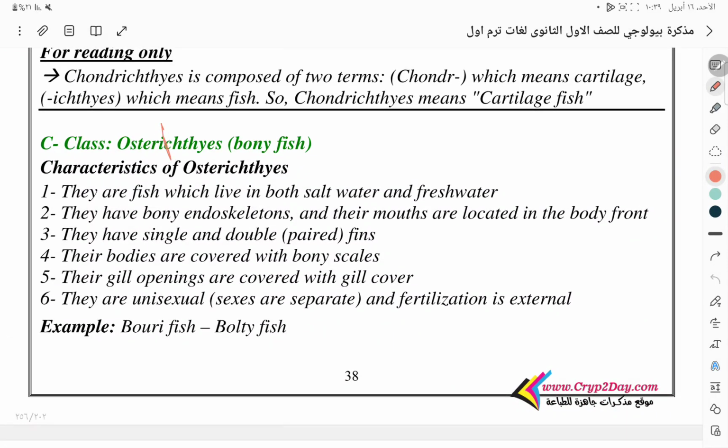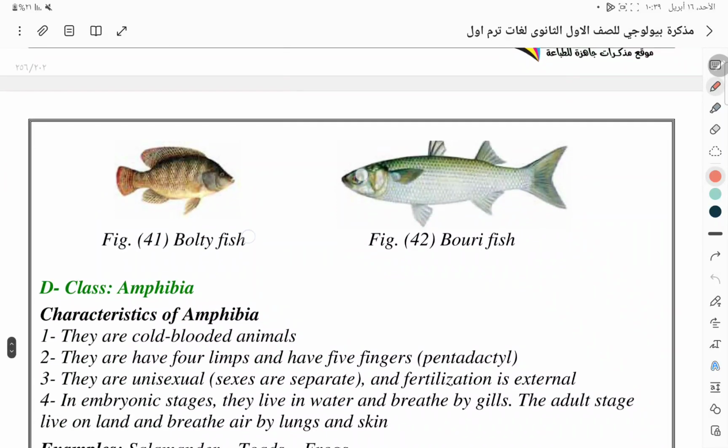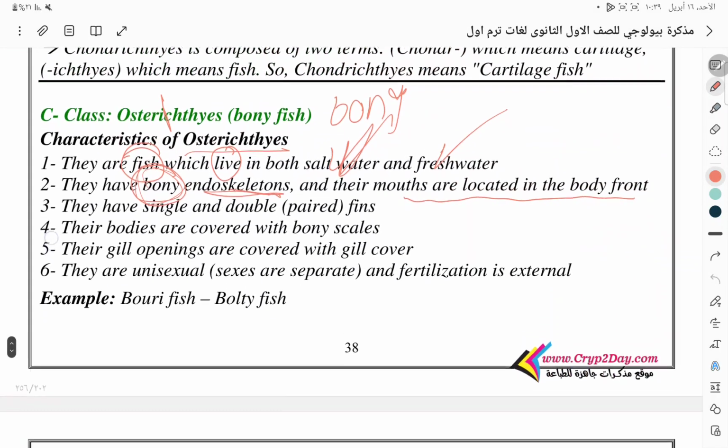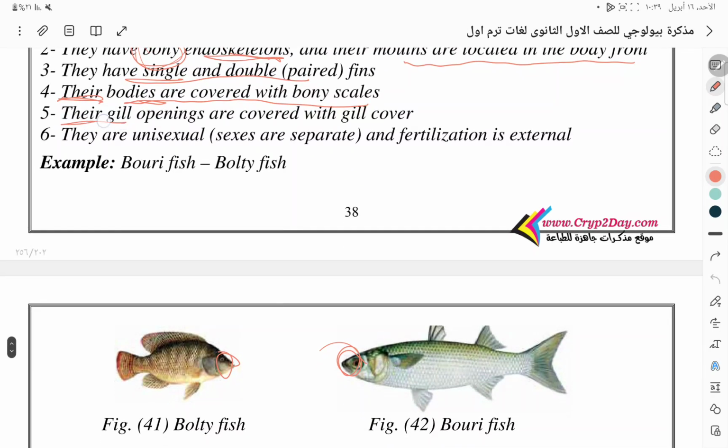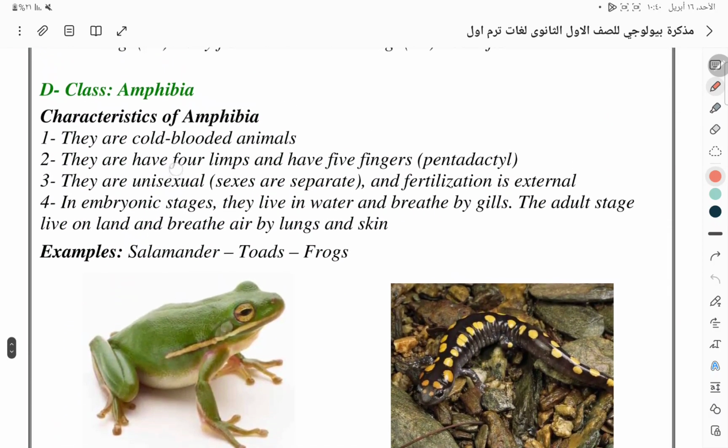Class Osteichthyes. They are fish that live in both salt water and fresh water. They have a bony endoskeleton. Their mouths are located at the front of the body. They have single and double fins. Their body is covered with bony scales, and their gill openings are covered. They are unisexual, and their fertilization is external.